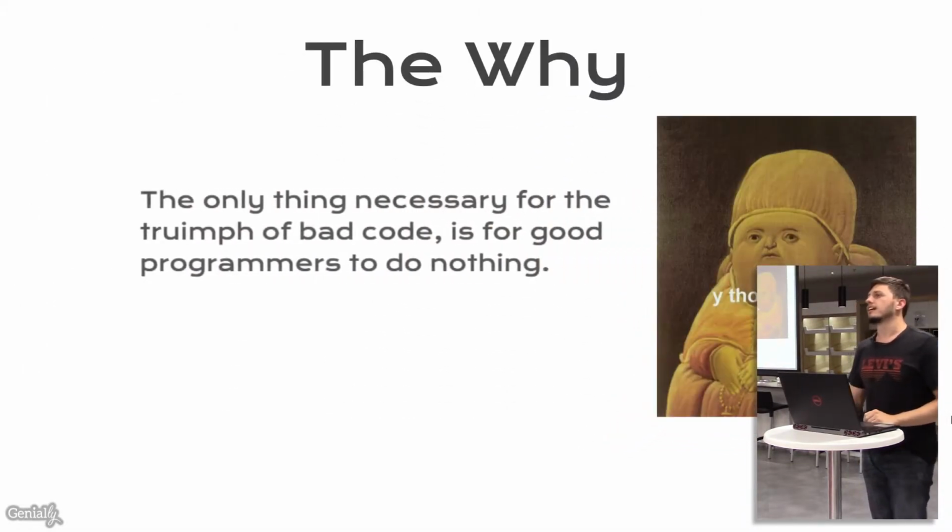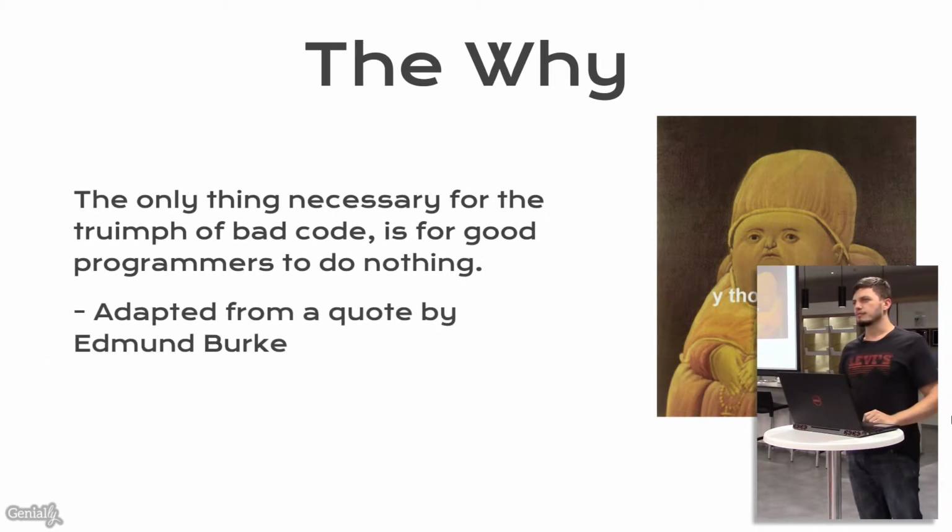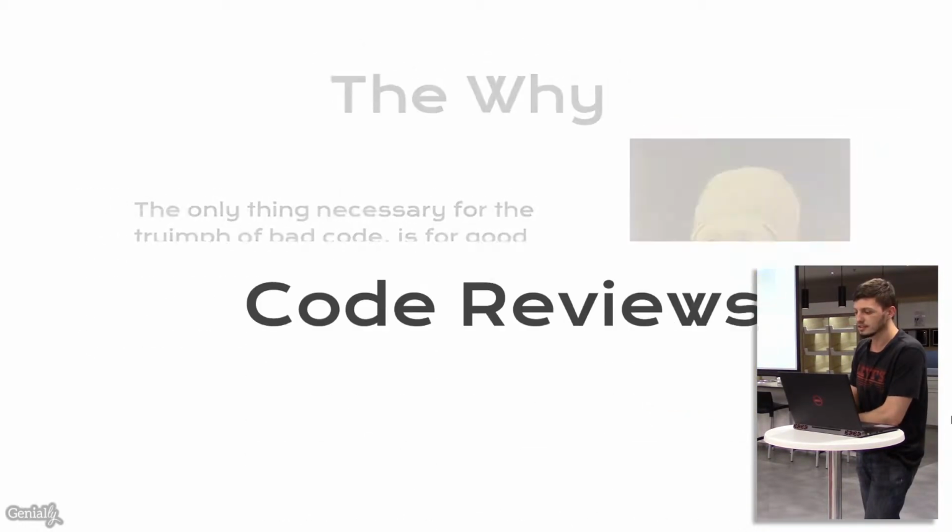So the why. I take my cue for why from the same place as Edmund Burke took his: the only thing necessary for evil to triumph is for good people to do nothing, and thus the only thing for bad code to triumph is for good developers to do nothing. Thus, code quality is there to give us a way to do that.